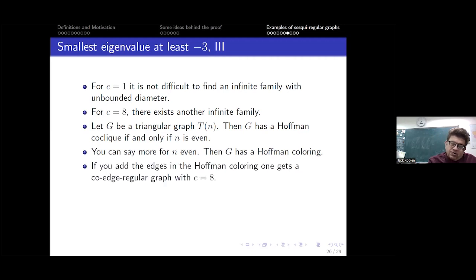So if you add the edges in the Hofmann coloring, one gets a co-edge regular graph with C is 8 at small size -3. Are there more infinite families with C is 8? We don't know. I don't think so, but we cannot prove it yet.